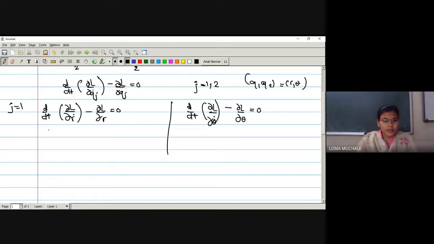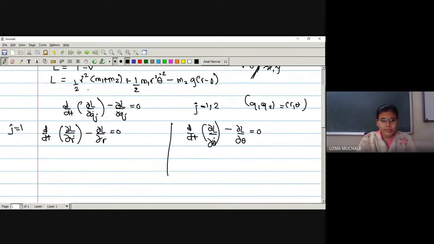For that, what we have to do is simply find the derivative of L with respect to r, r dot, theta and theta dot, and just put in the values of those derivatives. Let me keep d by dt as it is.